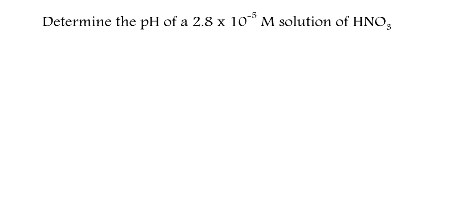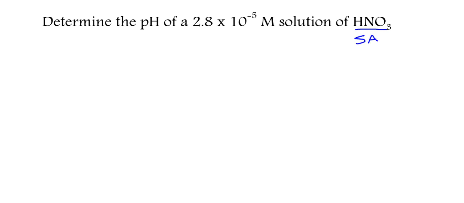Okay, what if we have to determine the pH of a 2.8 times 10 to the negative 5th molar solution of HNO3? How do we approach that? Every problem has its own ins and outs and tricks. And in this case, the more you recognize and are familiar with acids and bases, the more you will understand how to approach this the fastest way.